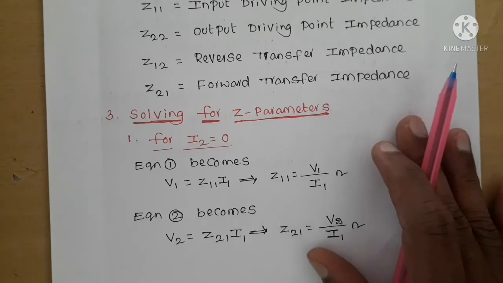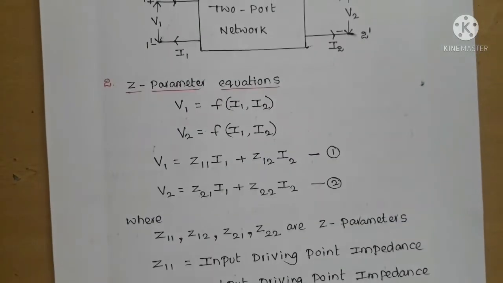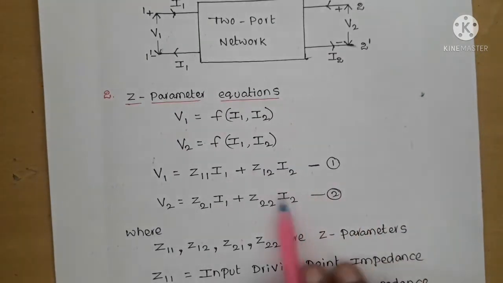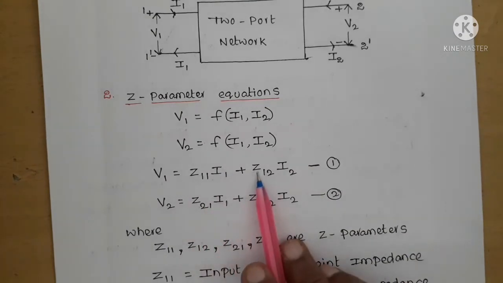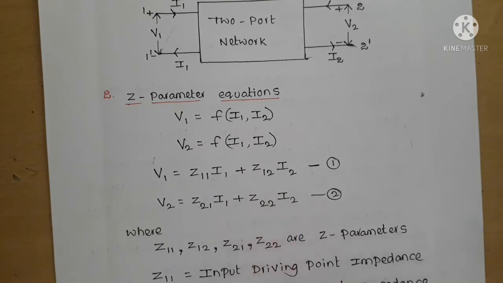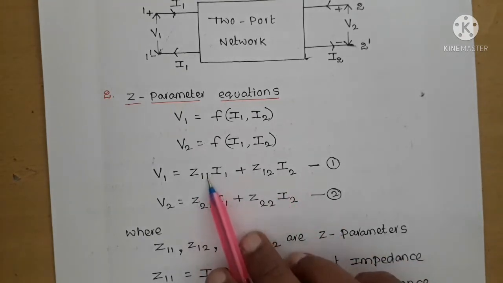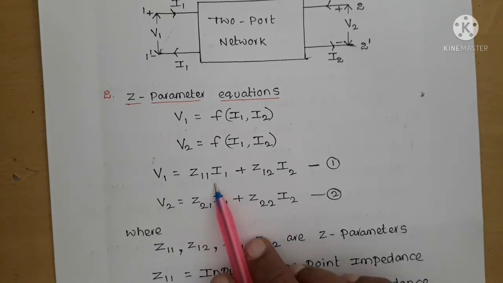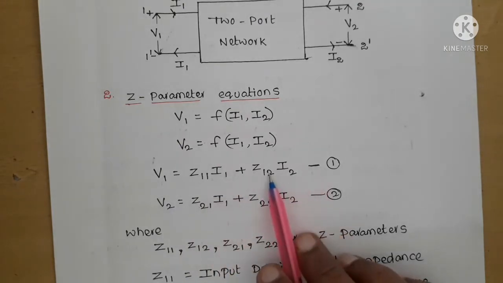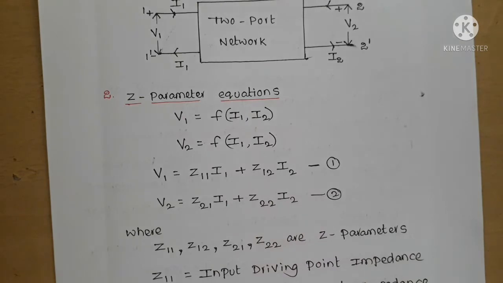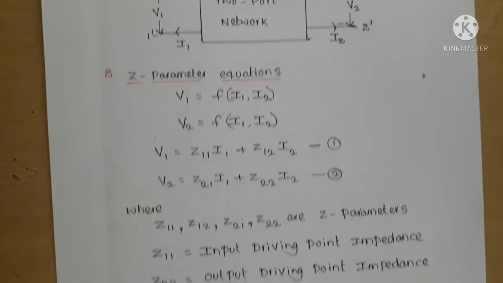For solving for Z parameters, we have to make I2 equal to 0 to get Z11 and Z21, and we have to make I1 equal to 0 to get Z12 and Z22. So if we make I2 equal to 0, we get two parameters Z11 and Z21, and if we make I1 equal to 0, we get the remaining two parameters Z12 and Z22. First I am taking I2 equal to 0.